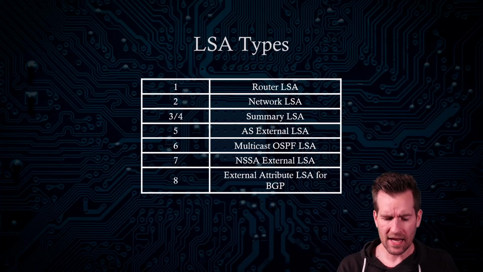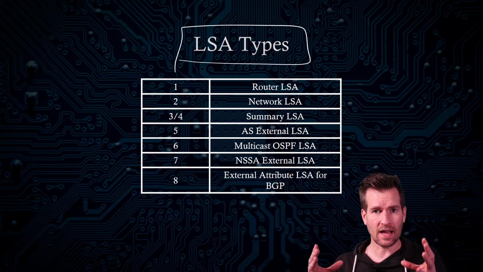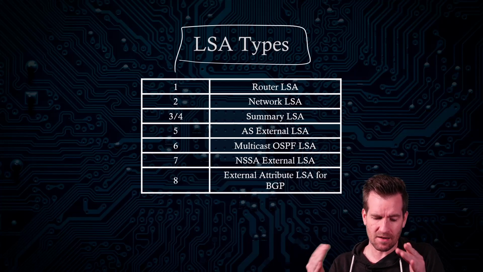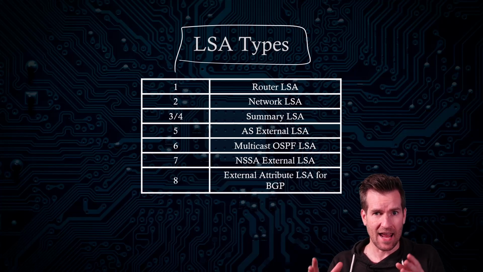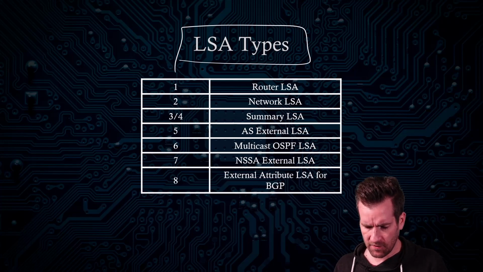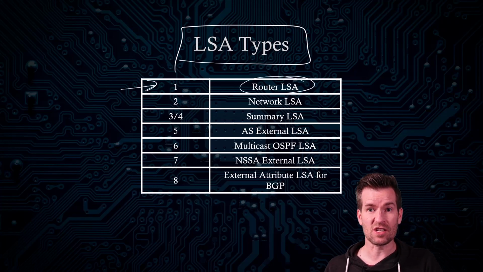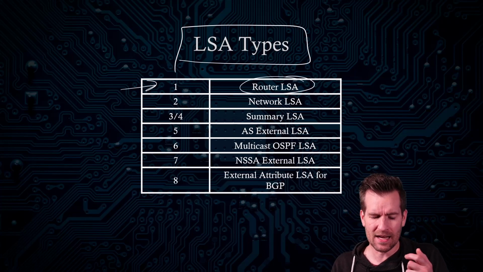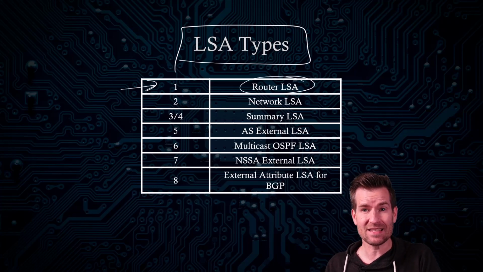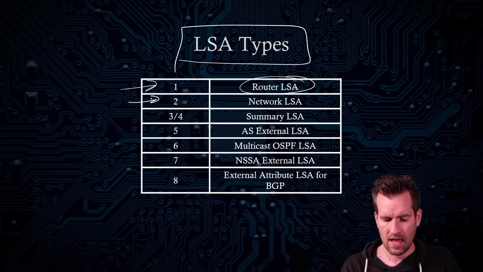So what are the different LSA types? Well, there's a lot of different types of networks out there, and we need to represent what these different types of networks are. And OSPF will treat those different types of networks a little differently. So what do we have? Well, first of all, one is a router LSA, and I'm not going to get into a huge definition, just know that there are different types, and depending on which LSA type it is, we'll have different information in there. A type 2 is a network LSA. A type 3 and 4 is a summary LSA.